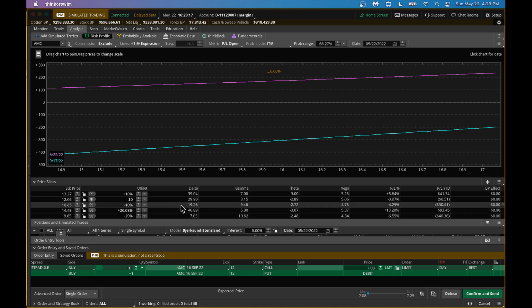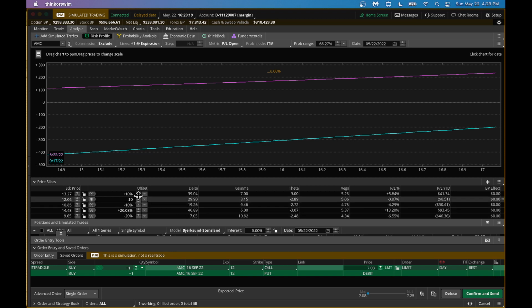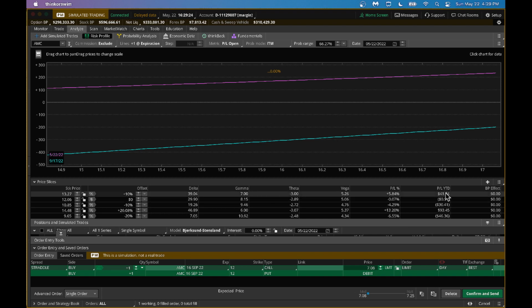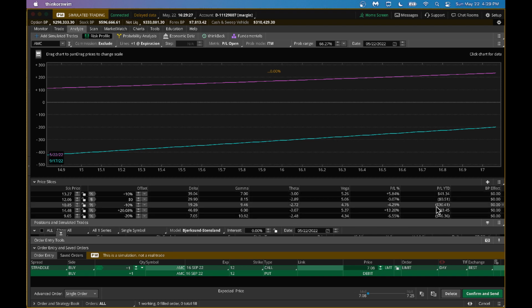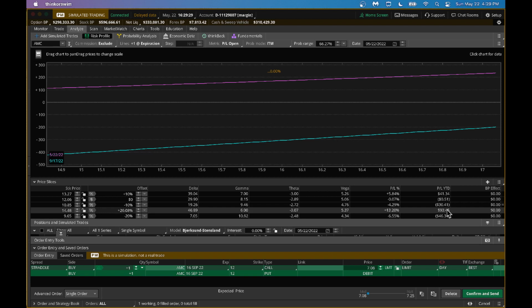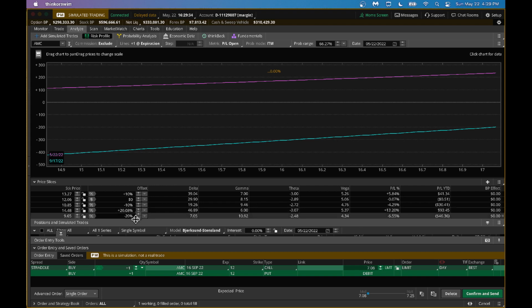All right, so look, as the price goes higher, if it goes 10% higher, I will make $41, as you can see here. If the price goes 20% higher, I will make $93. If it goes even higher, I will lose some money. But if the price goes below, let's say 30%, 40%, if the price keeps going lower, look, we start making money when the price goes lower. So this is one strategy you can implement when you don't know what's going to happen to the stock.